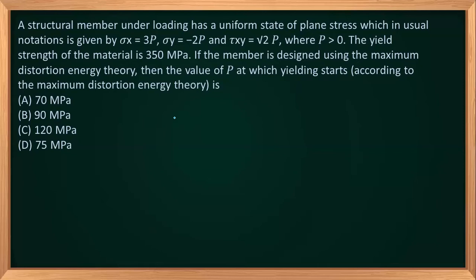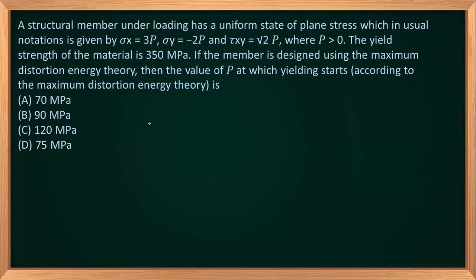The yield strength of the material is 350 MPa. If the member is designed for maximum distortion energy theory, then what is the value of P at which the yielding starts? So it is asking the value of P when the yielding starts. Okay. So we assume that distortion energy theory is nothing but our von Mises criterion, right?